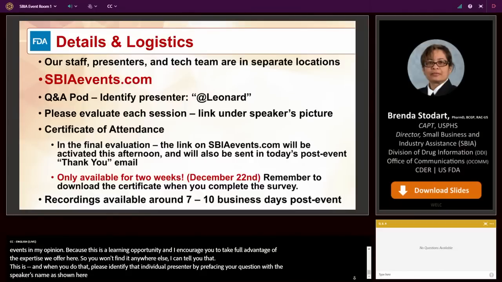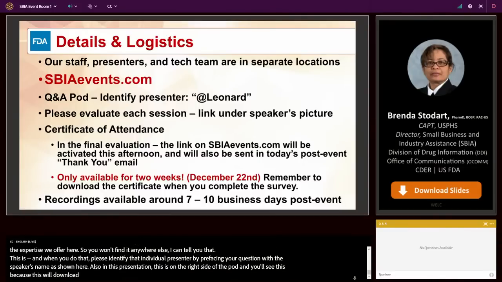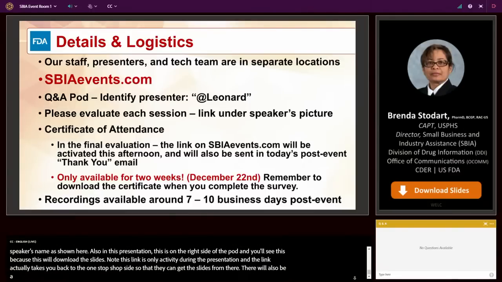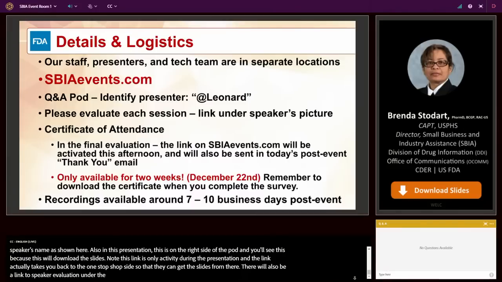Also, during each presentation, there's a link on the right side of the pod where you will see the speaker's headshot, and it says download the slides. Note that this link is only active during the real-time presentation, and the link actually takes you back to the one-stop shop site so that you can get the slides from there. There will also be a link to a speaker evaluation under the speaker's picture or information on the right side of the screen.